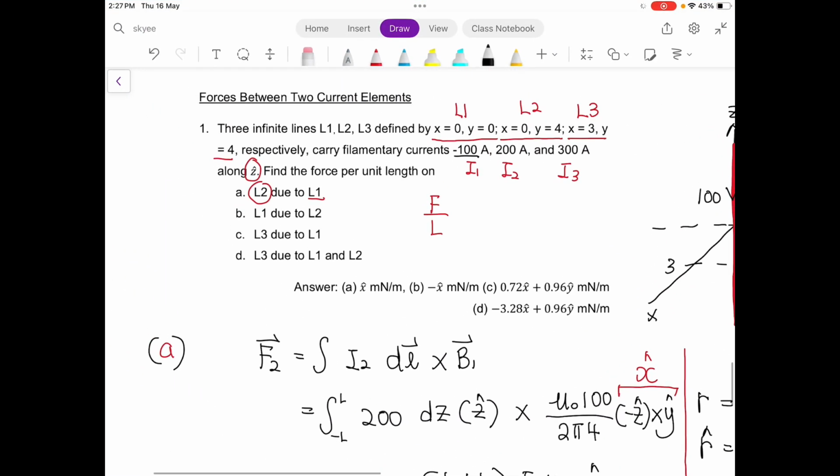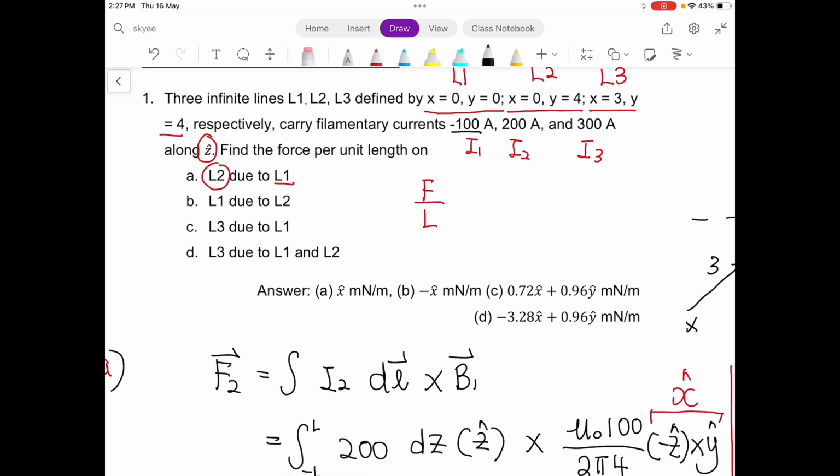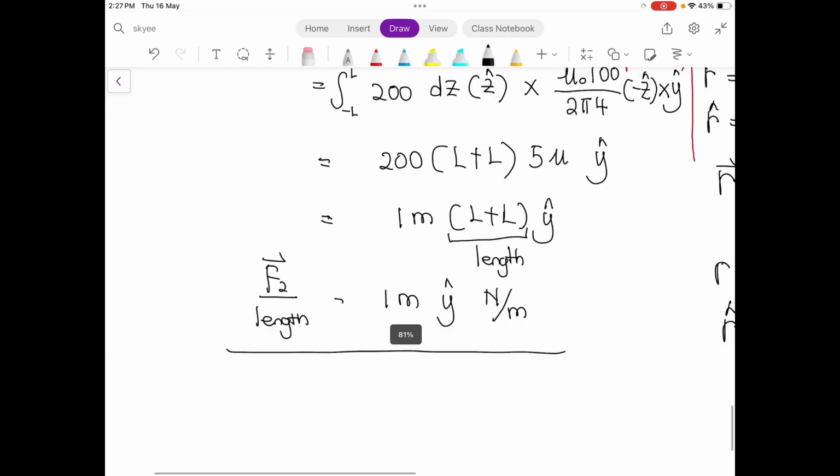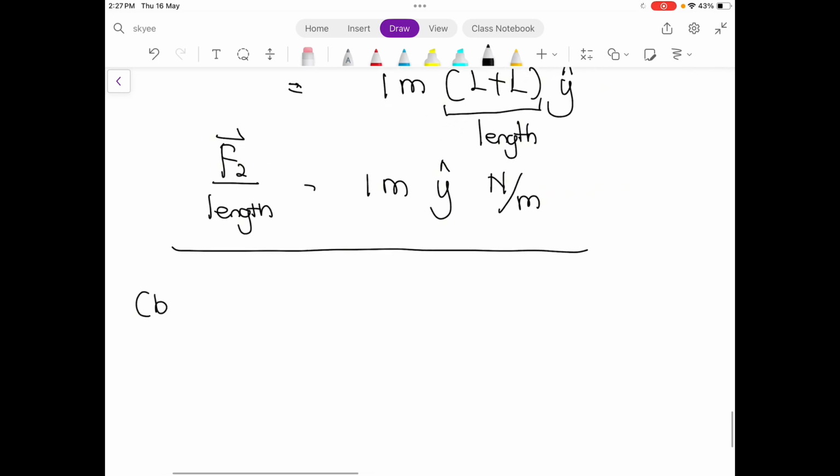Okay, we go to the second question. L1 due to L2. You want to find the force per unit length on the L1, meaning that you want to find the F1 due to L2. This is what you want to find for question number B: the force acting on L1, which is the F1 due to L2. So this L2 you have the I2.